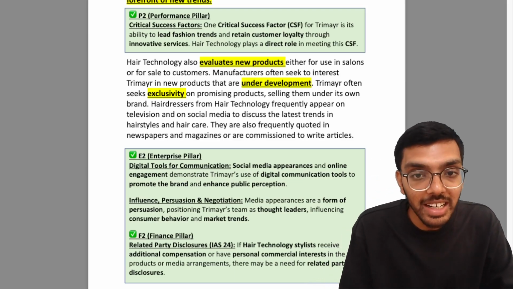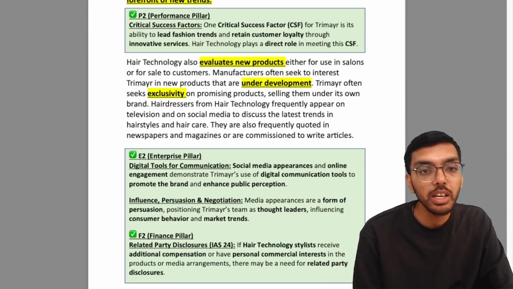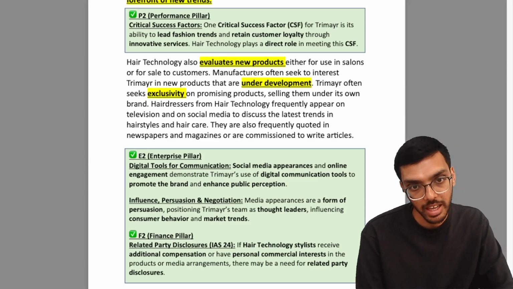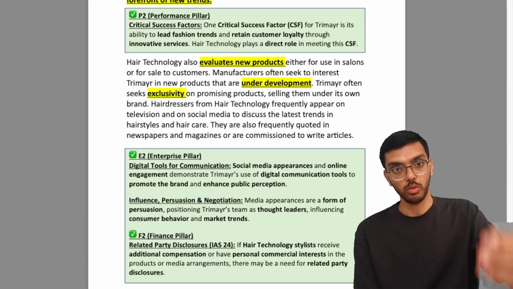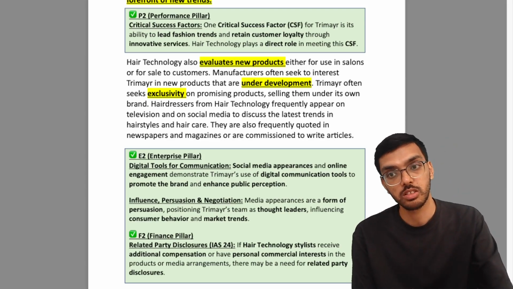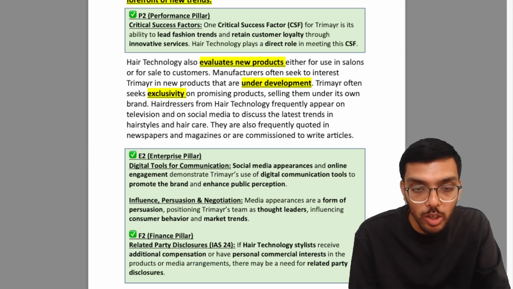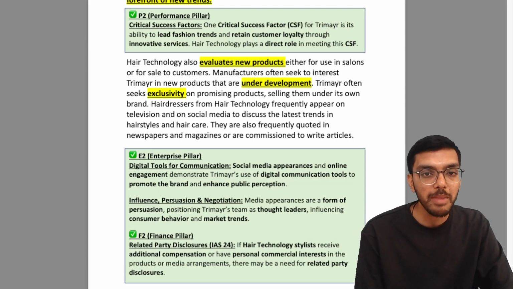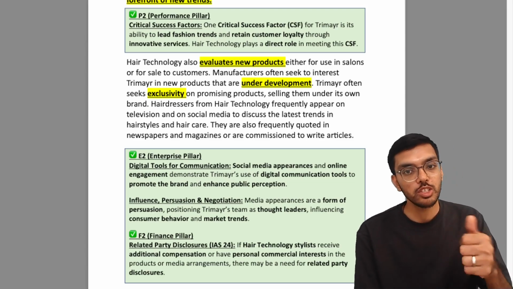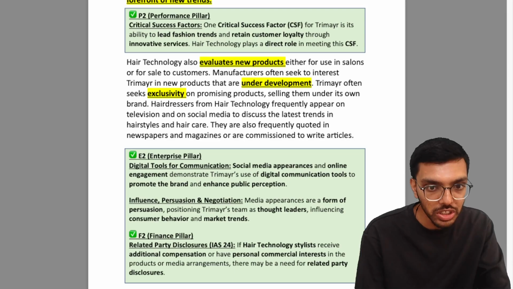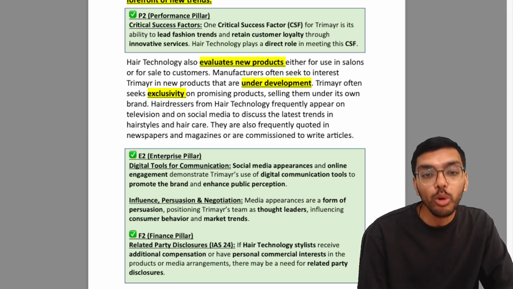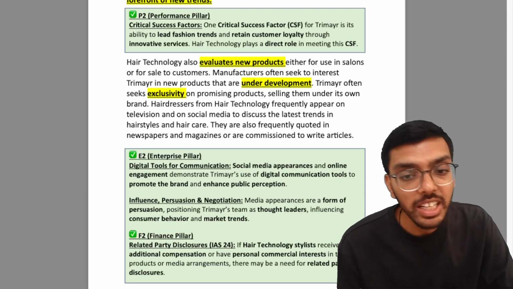Hairdressers from hair technology frequently appear on television and on social media to discuss the latest trends in hairstyles and hair care. So we have this digital type of marketing going on as well. They are also frequently quoted in newspapers and magazines. So firstly, social media appearances, so digital marketing. What I'm also coming up with over here is related parties.